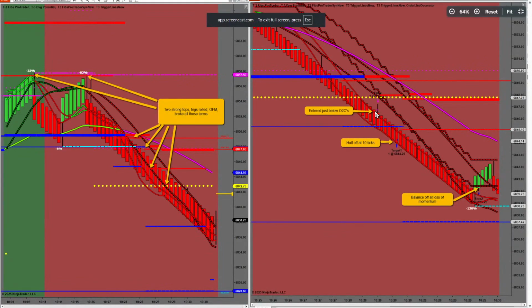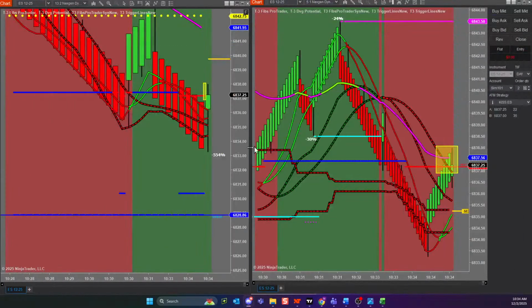Ha, Pete, in early. I knew it. Directly into trouble. But Pete says that's enough room to make money. I'll get paid at 10 ticks. Lost the momentum. Nicely done, Pete. And OG, I love it.